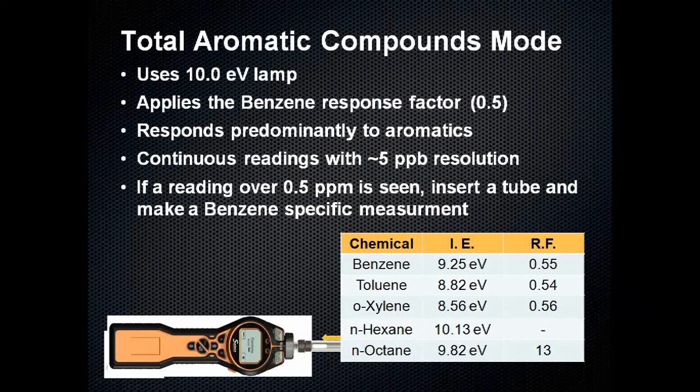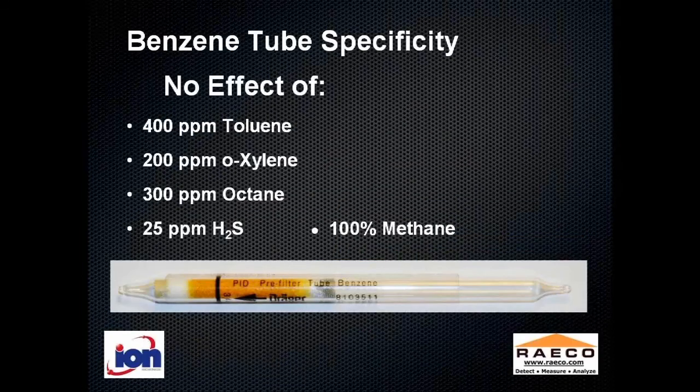The benzene-specific measurement takes about a minute or two for all the components to get filtered out and into the PID until you get a stable reading on the benzene alone. So you can't make too many benzene-specific measurements because they take longer. They're not continuous. So you walk around, and when you get a hit, you put in a tube and make a measurement. These tubes are able to filter out a lot of components, up to 400 ppm toluene, 200 ppm xylene, octane, H2S. Methane's another issue. But there's no effect on the PID readings of these components, at least.